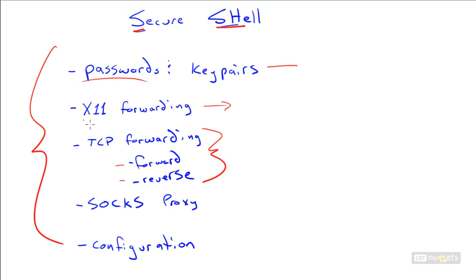Then the SOCKS proxy. This is along with X11 forwarding. SOCKS proxy is one of those things that you don't necessarily use all the time, but it's pretty cool, and it's a nice way if you're at a coffee shop to protect your traffic.